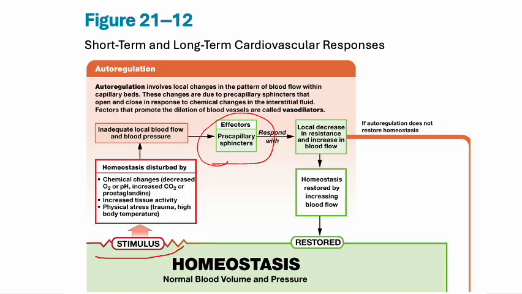Then we can have vasodilators, and these are the factors that promote the dilation of those precapillary sphincters and increase the blood flow into the area.